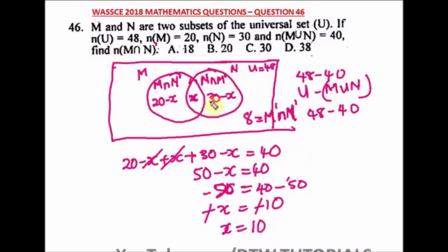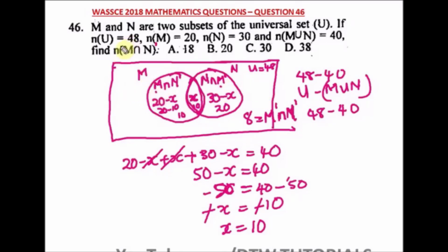Since we've gotten X, this will be 20 minus X, and this is 30 minus X. All right, the question says find M intersection N complement. What does this mean? It means that we should find the sum of every other value in this box apart from the intersection. So we have to find the summation of this and what is outside the box.